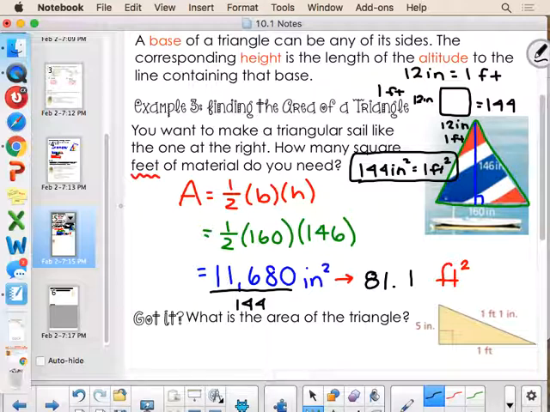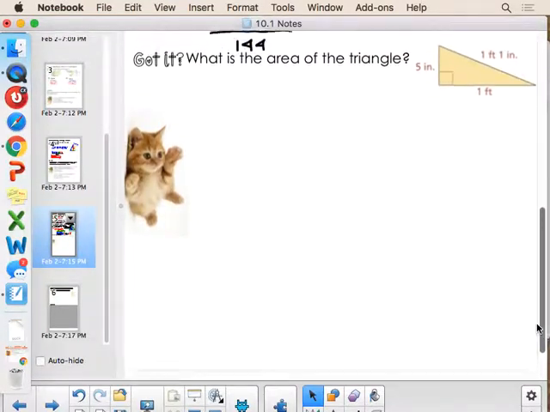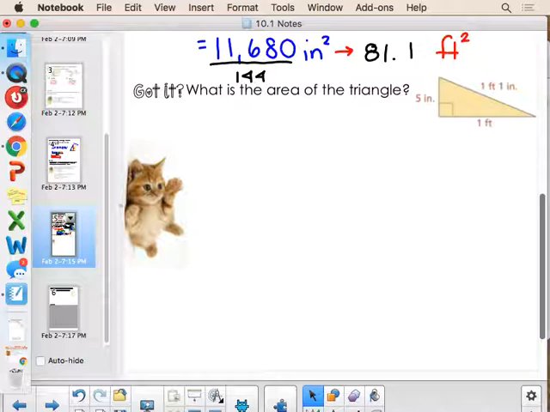All right. Before I move on, do you understand this conversion? You understand you don't just divide by 12? All right. Here's your got it. Beware of my got it. Don't be fooled by my got it.